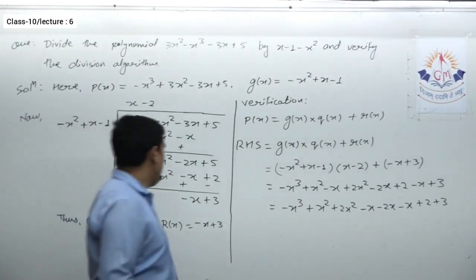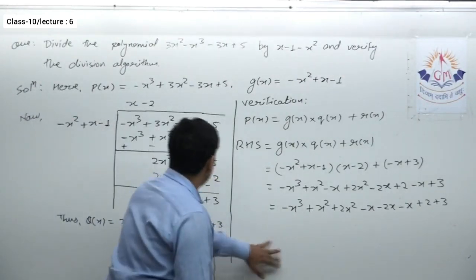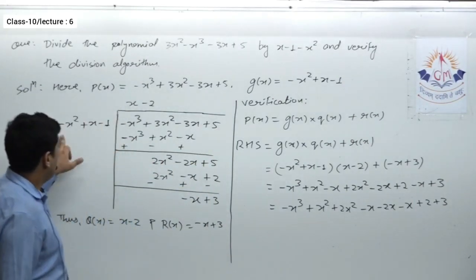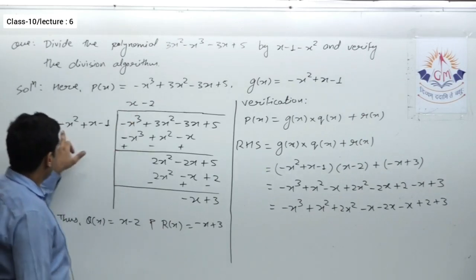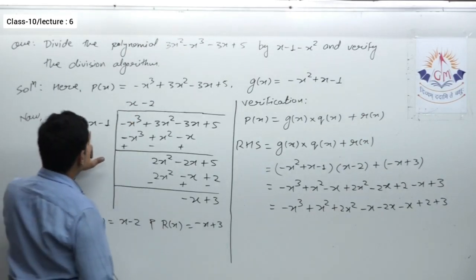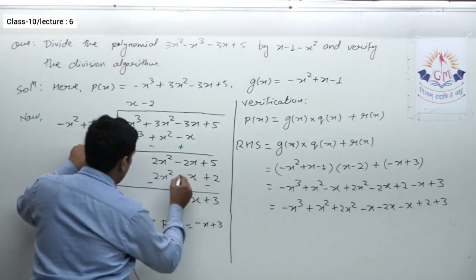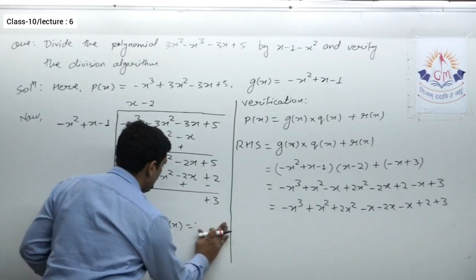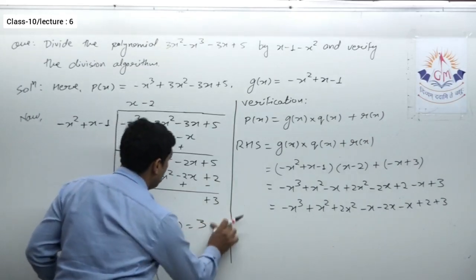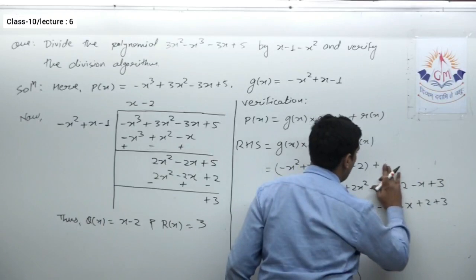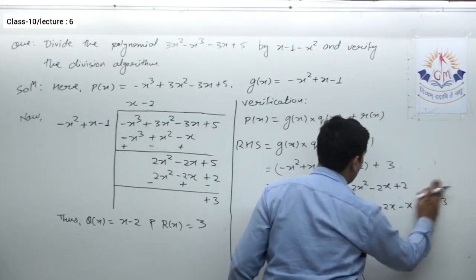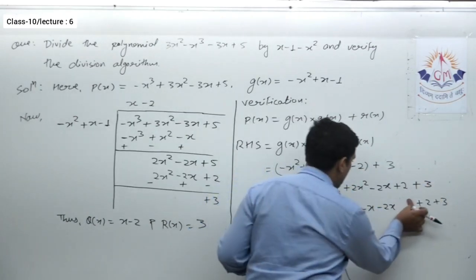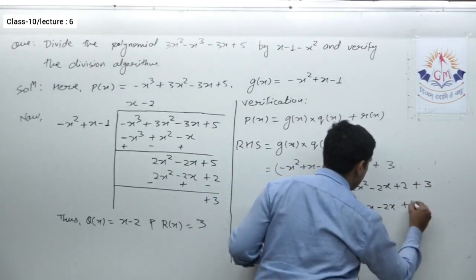Before I proceed, let us once again check this. Minus 2 into minus, so minus 2x square, now minus 2 into x, so here it should actually be minus 2x. So this x won't be there, the remainder will be only 3. Remainder is only 3. So here instead of writing this, this will be only 3. Minus x won't be there, 2 plus 3.